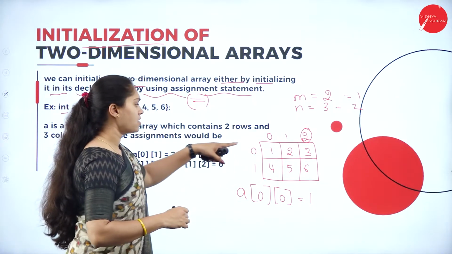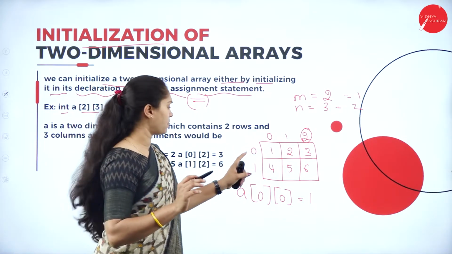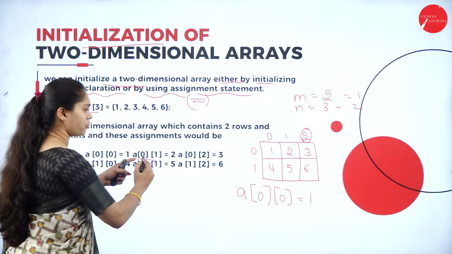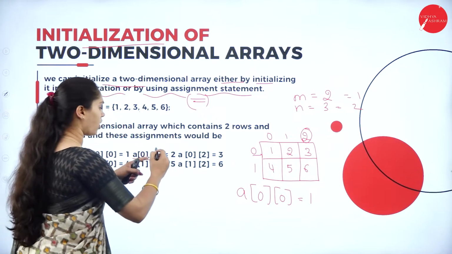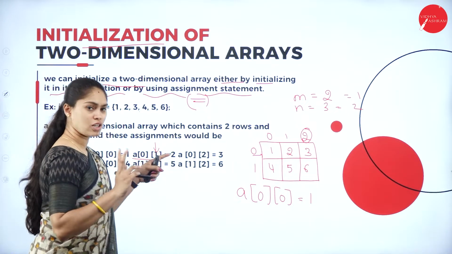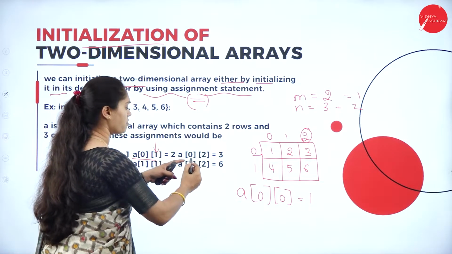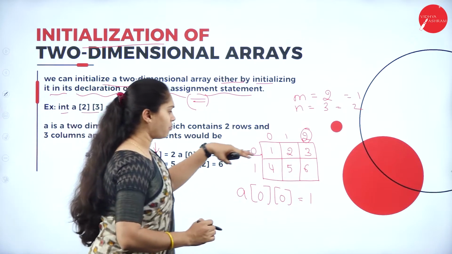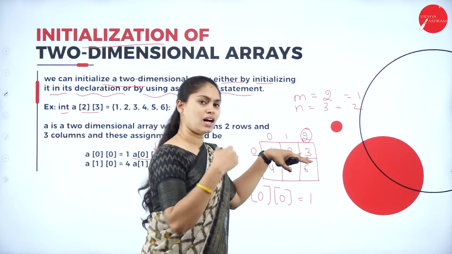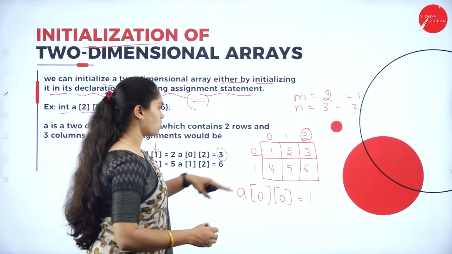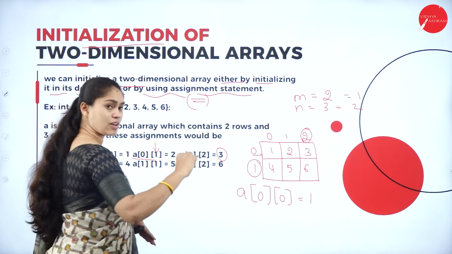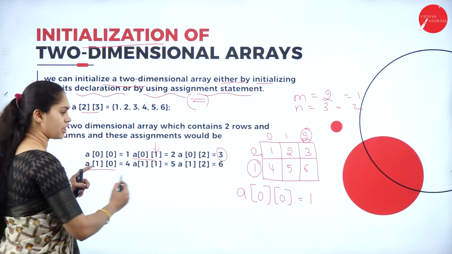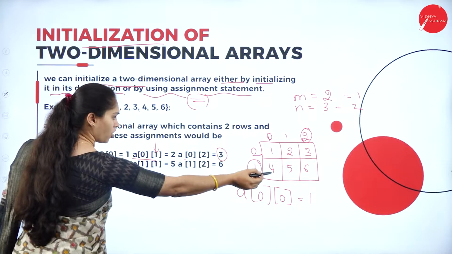Then what is the second element of the first row? That is 2. How are we going to write that? You can see here A of 0, the row is 0 and the column is 1 and the element is 2. So next A of 0, and the column is 2, the element is 3. So once I finish this first row, I need to come to the second row. There the row index is going to change to 1 instead of 0.